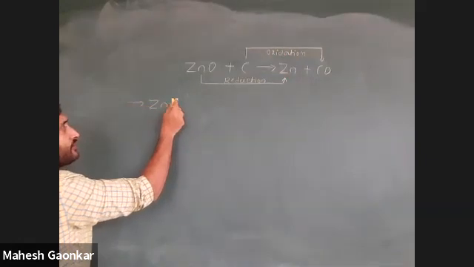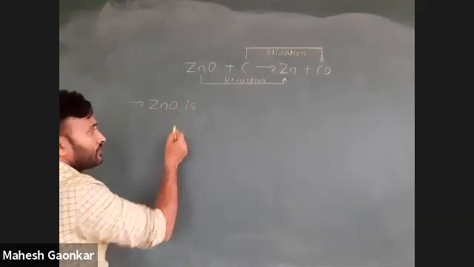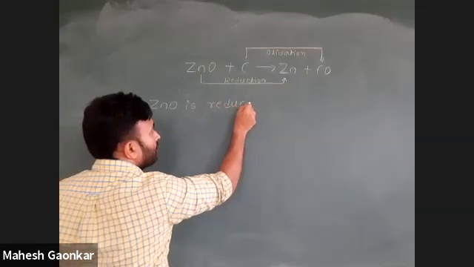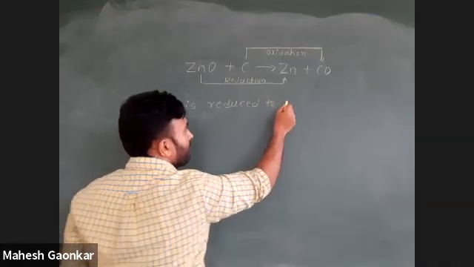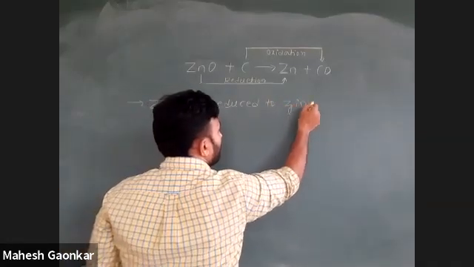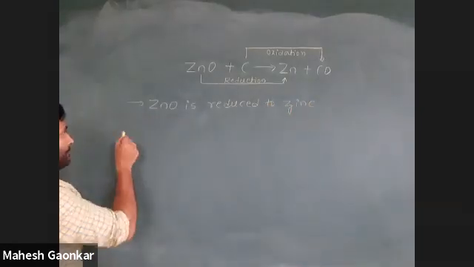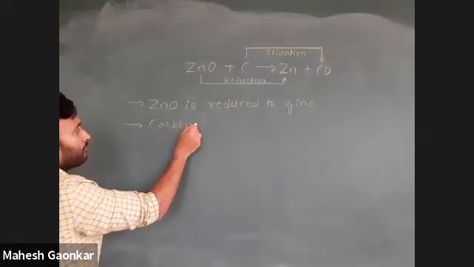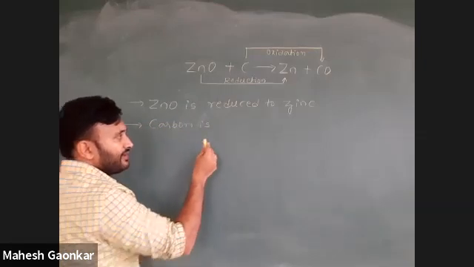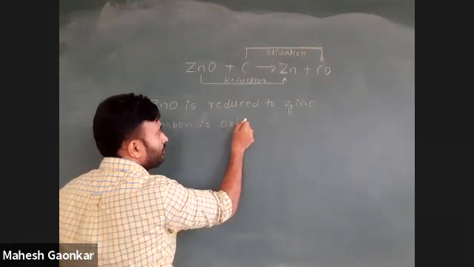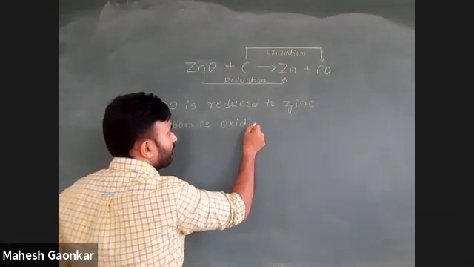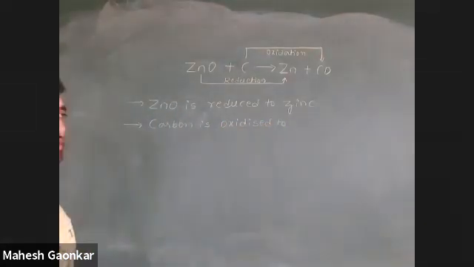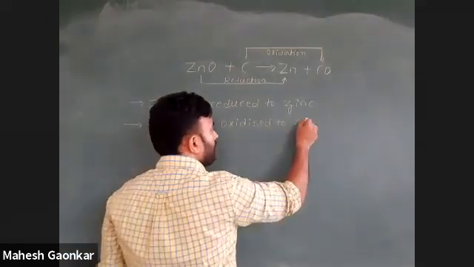Zinc oxide is reduced to zinc. Carbon is oxidized to carbon monoxide.